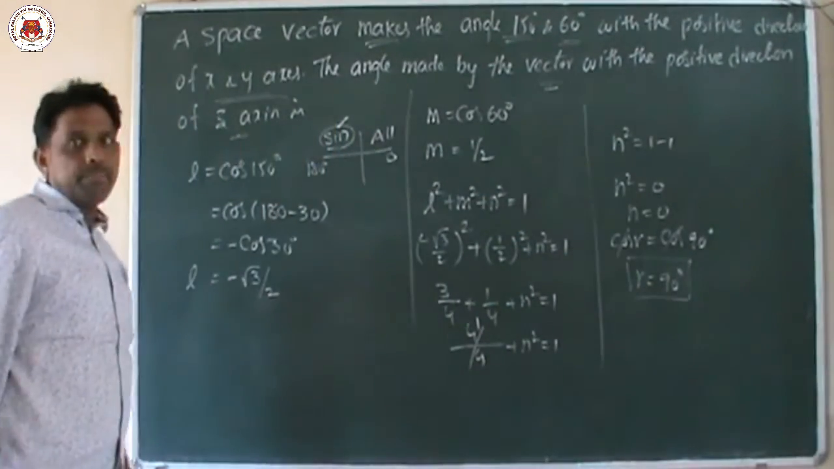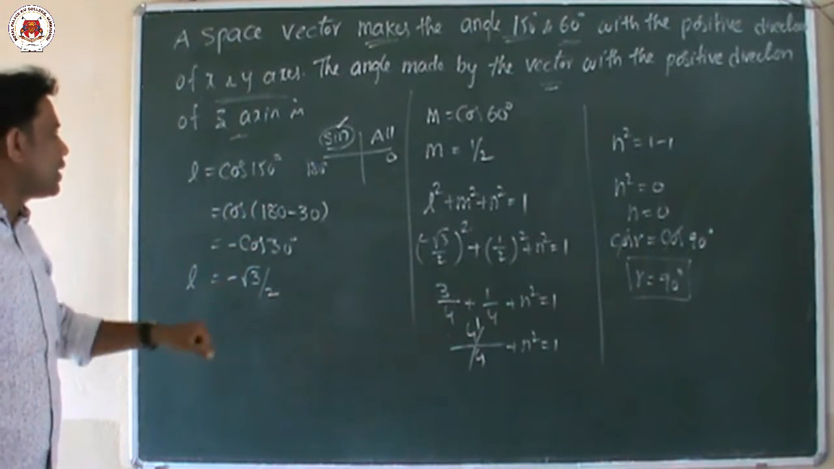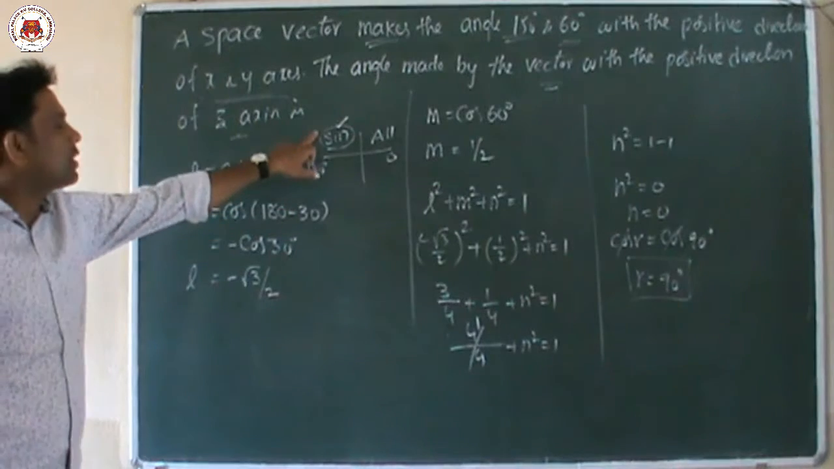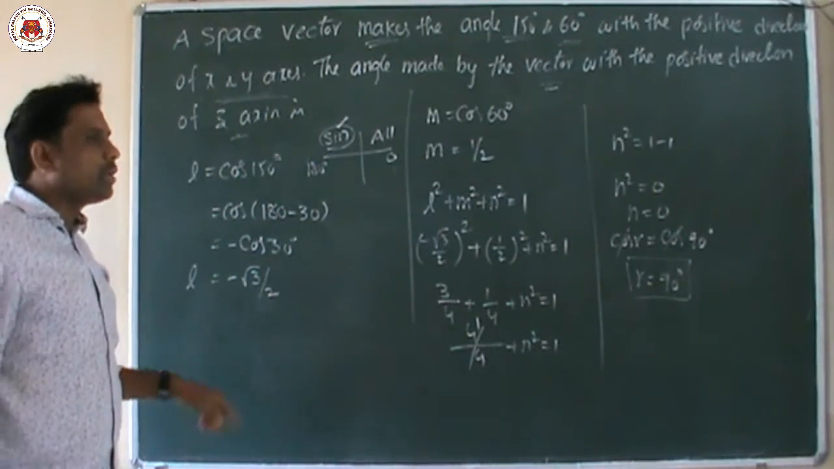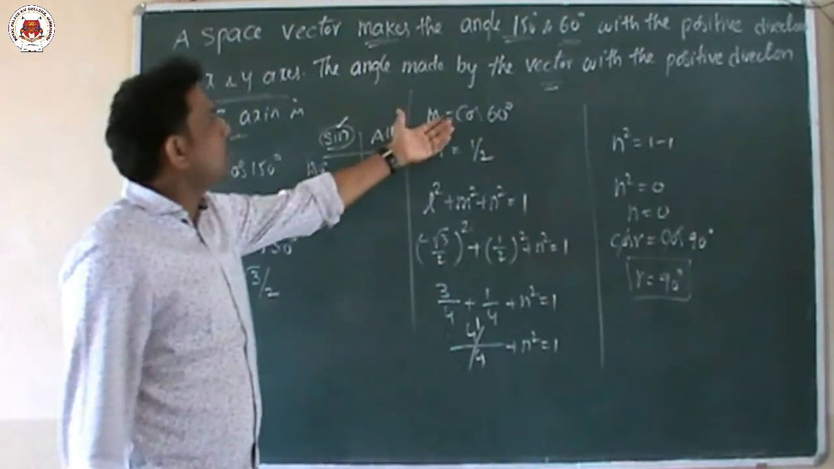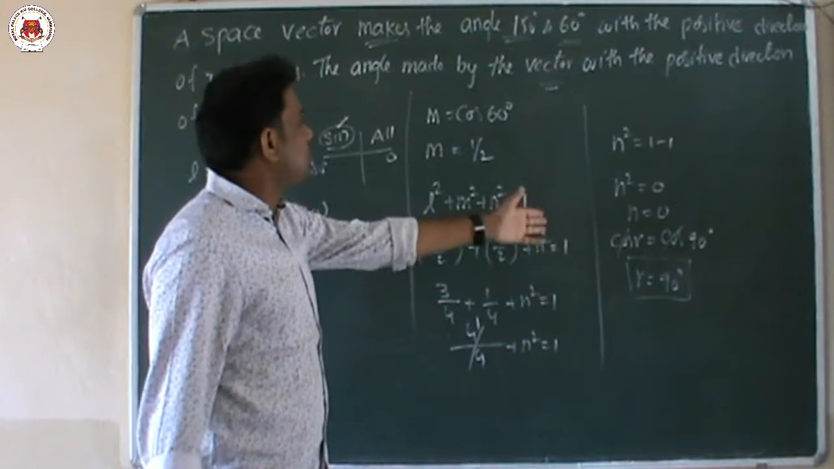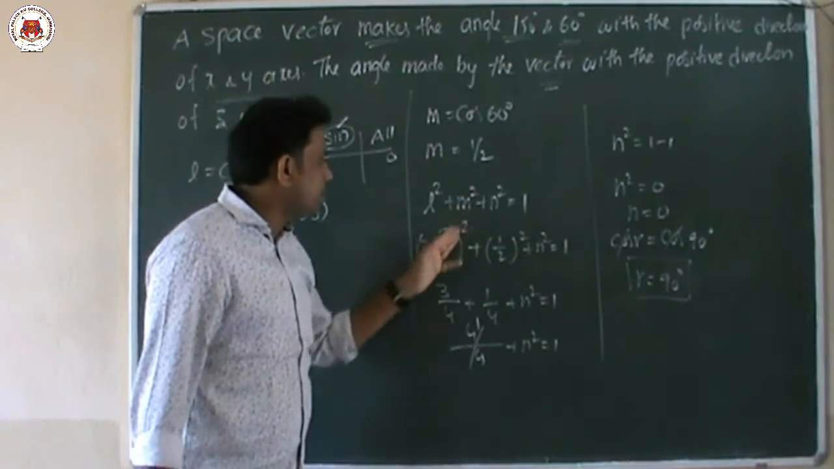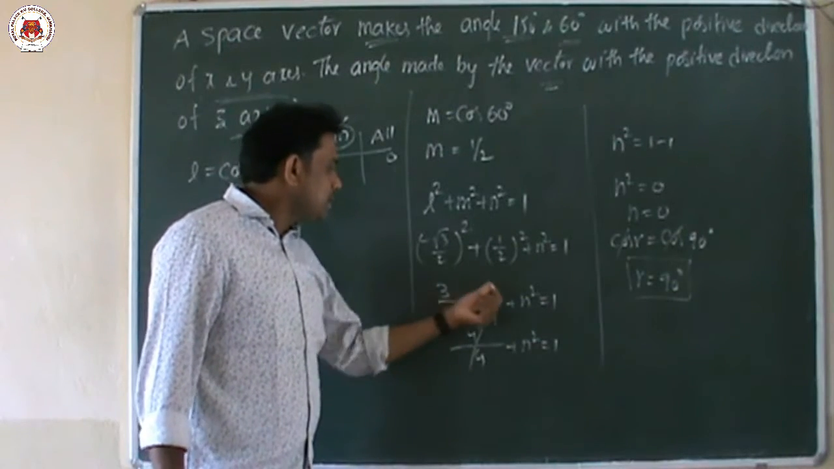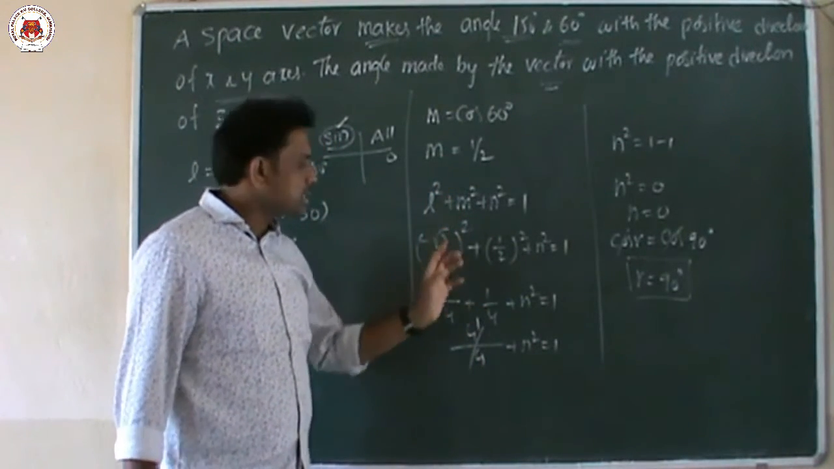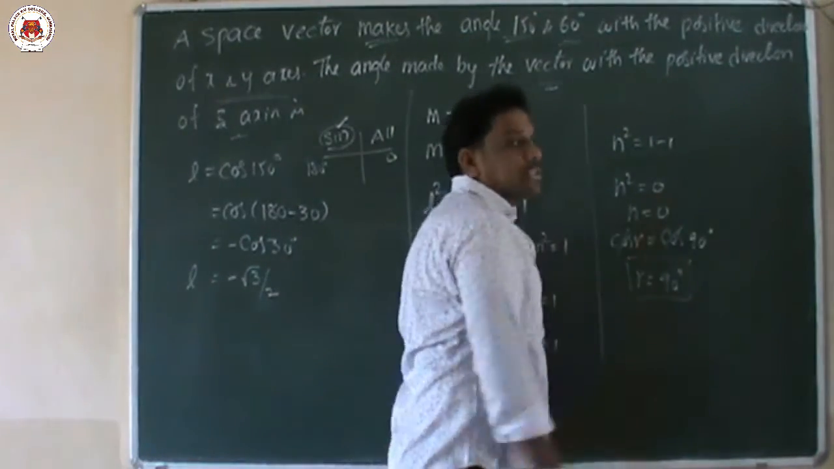So one more time I am repeating here. Cos 150, and 150 means 180 minus 30. 180 minus means second quadrant, where sin is positive and cos is negative. Minus cos 30, and cos 30 value we know is root 3 by 2. So this is the L value, and cos 60 is 1 by 2. Using the property, if we substitute here, L square plus M square plus N square equal to 1, minus square is plus, square root cancels 3, 2 square value 4, 1 by 2 square value 4. 4 LCM, 3 plus 1 is 4, 4 cancels 1 time. This plus 1 if you send to that side, N square equal to 1 minus 1. N square equal to 0, N equal to 0.